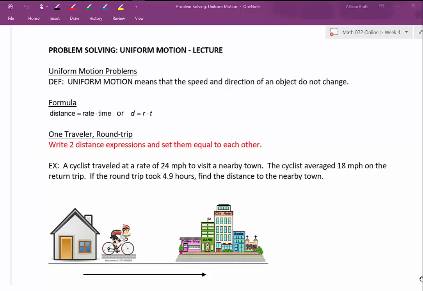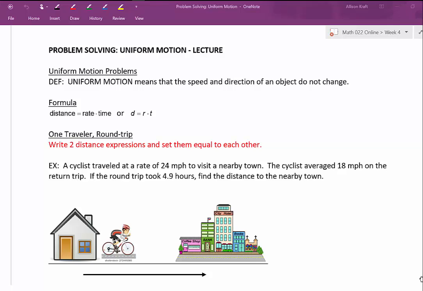The formula that we will be using for these problems is distance is equal to rate times time, or simply d equals rt. We're going to look at 4 different types of problems in this section. The first one involves one traveler making a round trip.